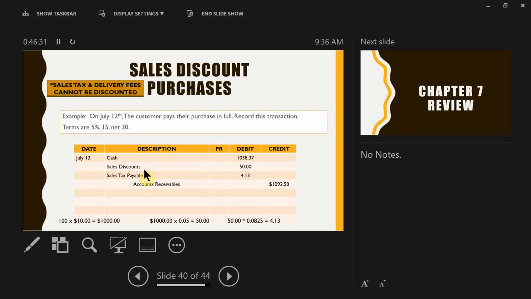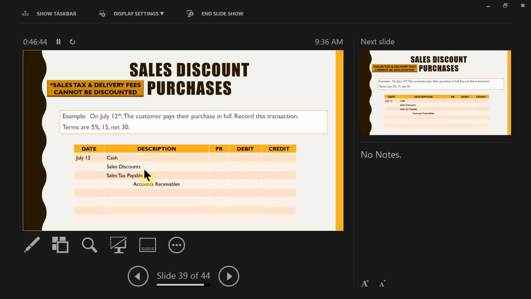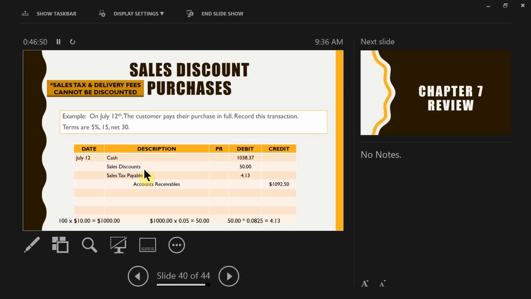Because they owe me, remember from the very first one, they owe me 1092.50. That's it. No questions asked. That's what they owe me, right? Right. And in this case, I'm only taking out the $50 for the discount and the $4.13 to get them paying me 1038.37. There's no putting back anything.